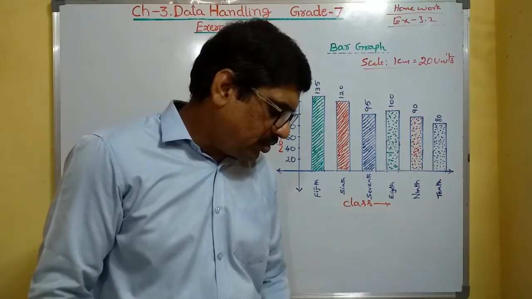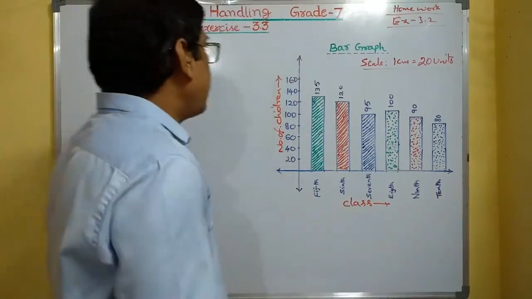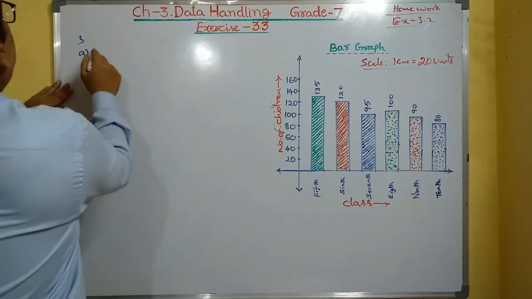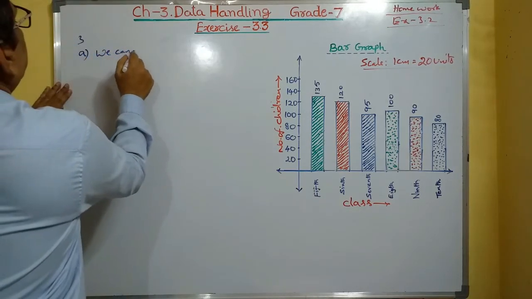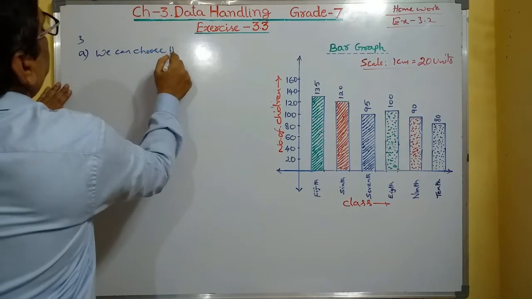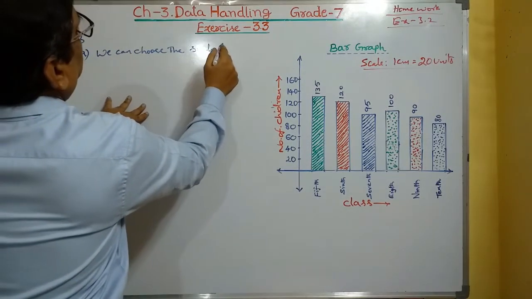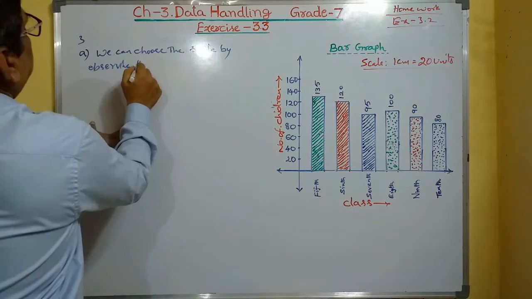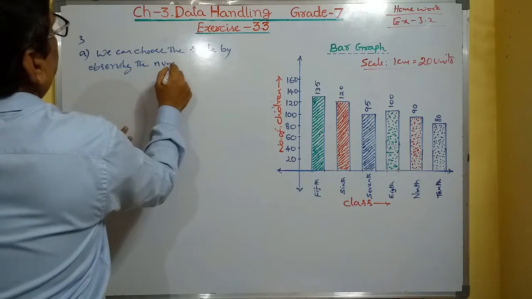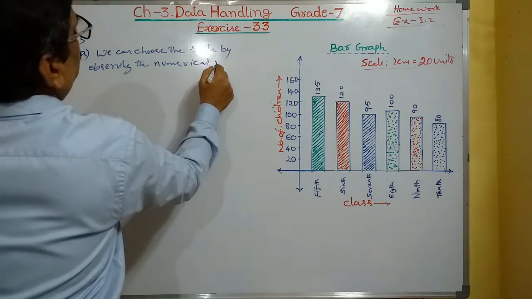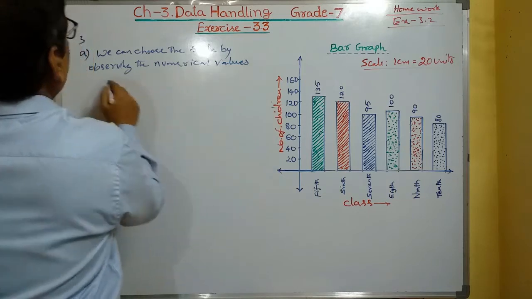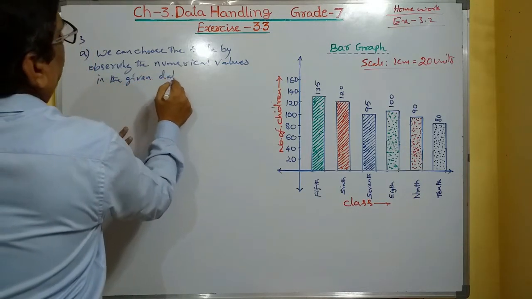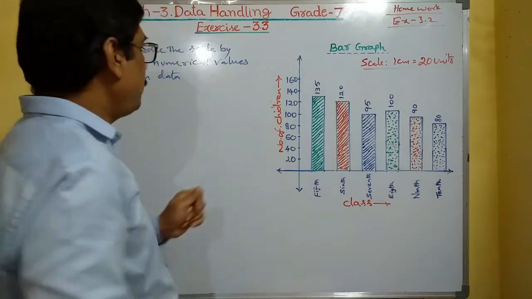Now we have to answer the given questions. How would you choose a scale? That is the first question from the third problem. We can choose the scale by observing the numerical values in the given data. Already I have explained this question before.